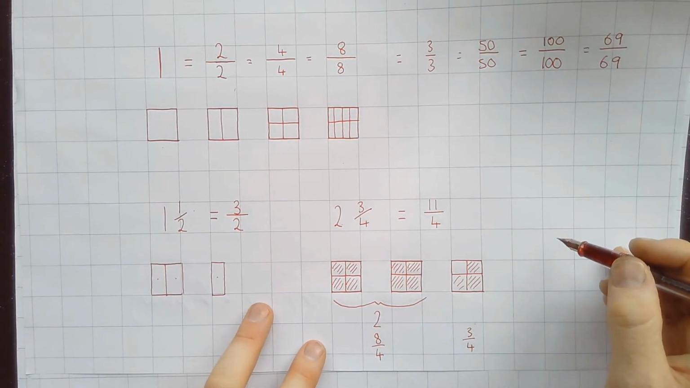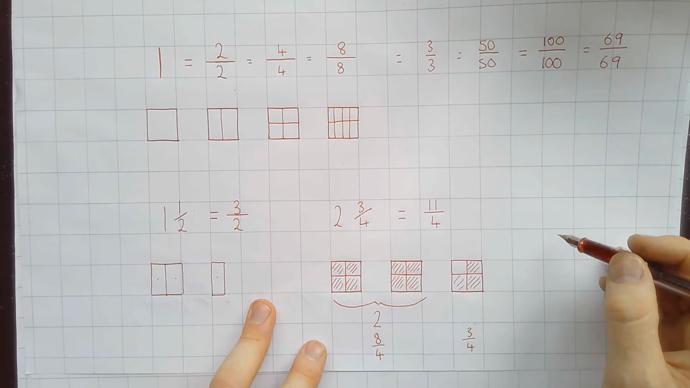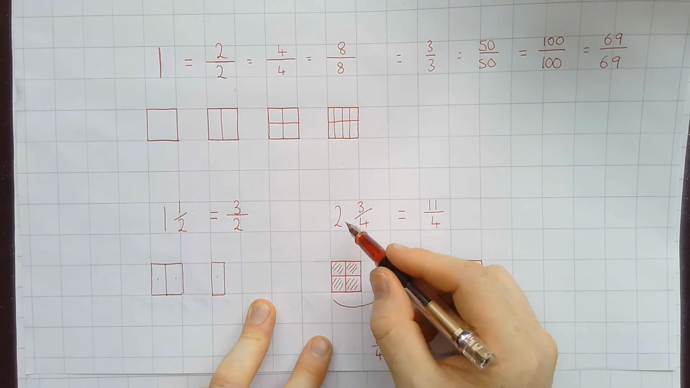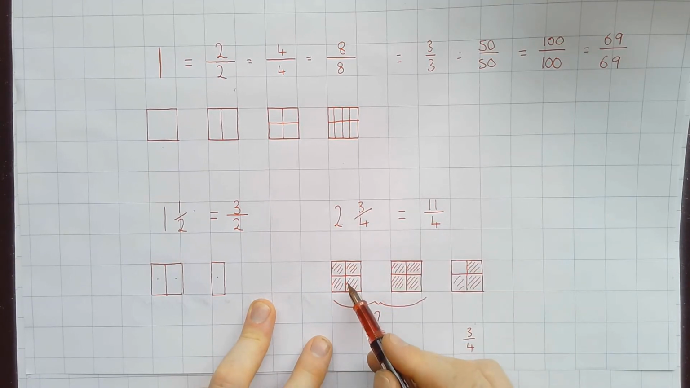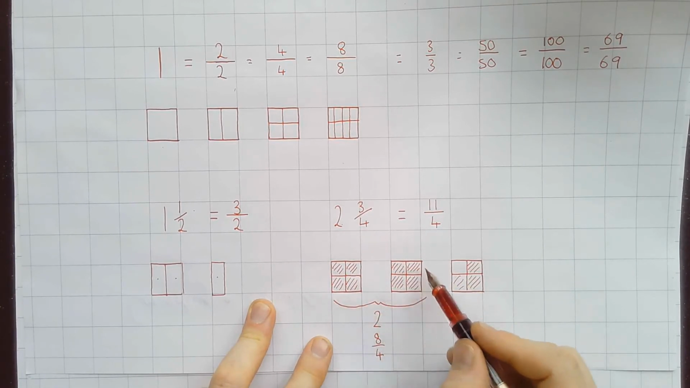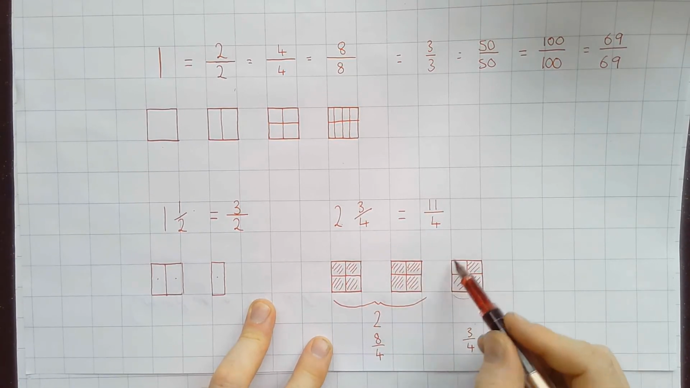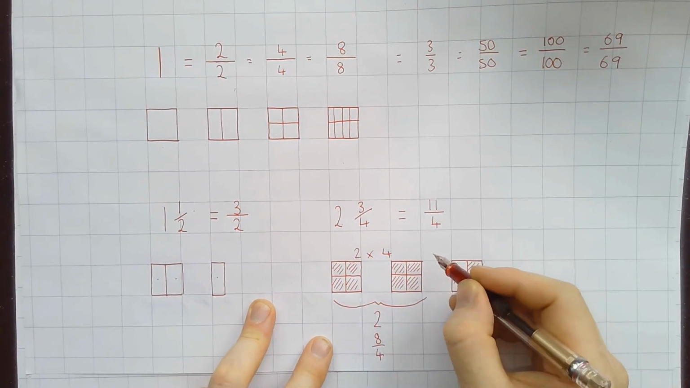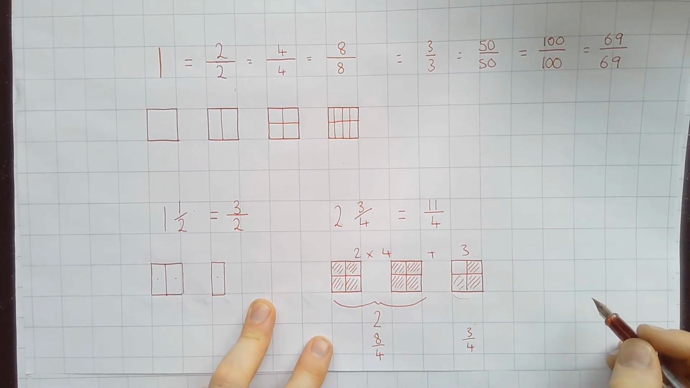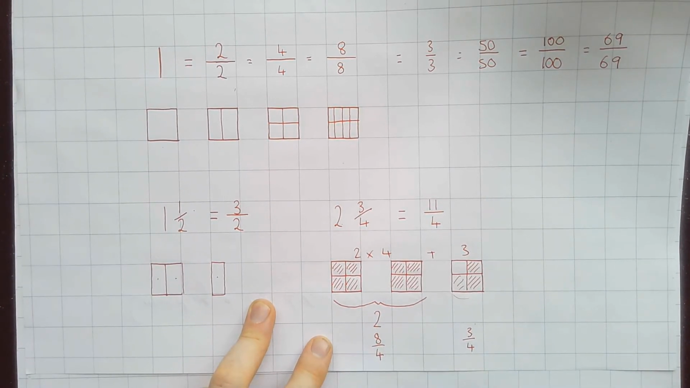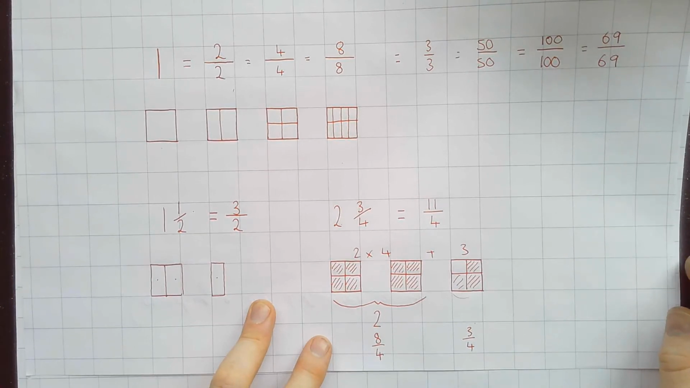So can we come up with a way of working this out without drawing? Yes, we can. We can multiply the whole number by the denominator, and then all we did was we added on our numerator, because here we've got 2 lots of our denominator, because we've got 2 lots of 4, and then we added on this 3. So here we've got 2 times 4 plus 3. Let's do another example and see how this works without the model being drawn.